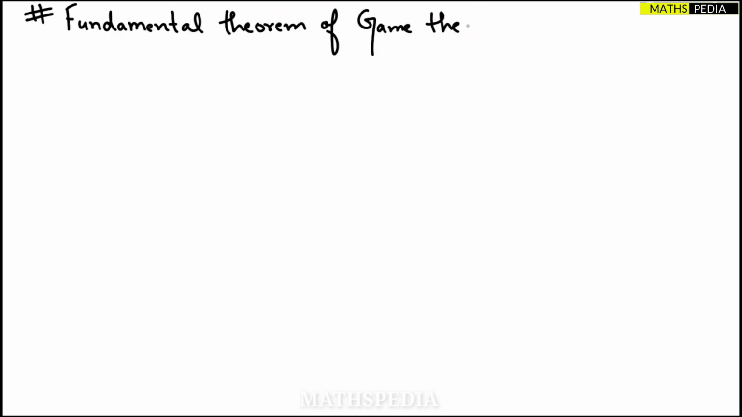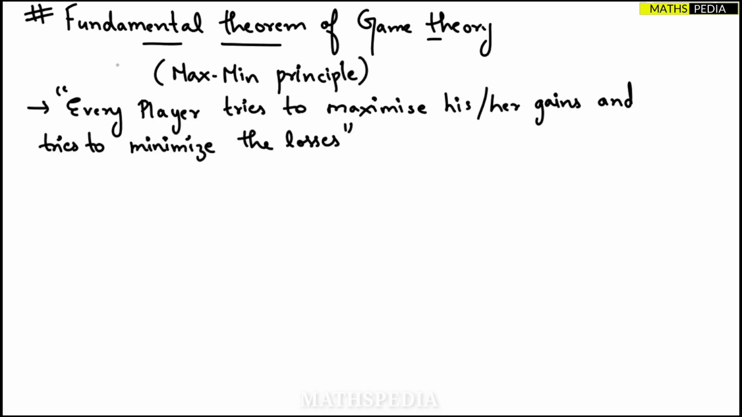The fundamental theorem, the basic theorem of game theory, is nothing but what? The max-min principle. So what is the meaning of that? The fundamental theorem of game theory states that every player tries to maximize his or her gains and tries to minimize the losses. All the players try to maximize their gains. Always remember this thing. This is the fundamental theorem. So the max-min principle. Then we have the saddle point, optimal strategy, value of the game. Everything will be discussed.